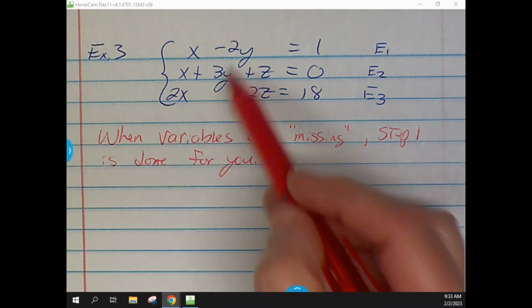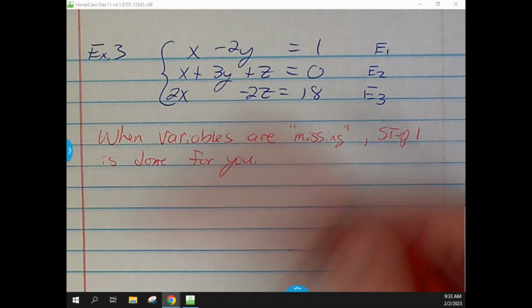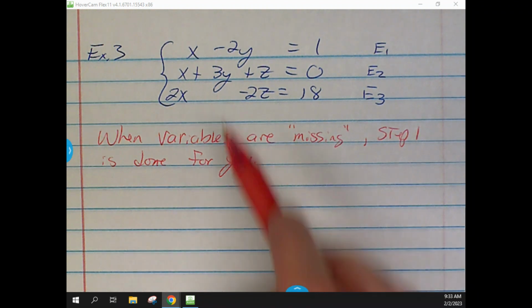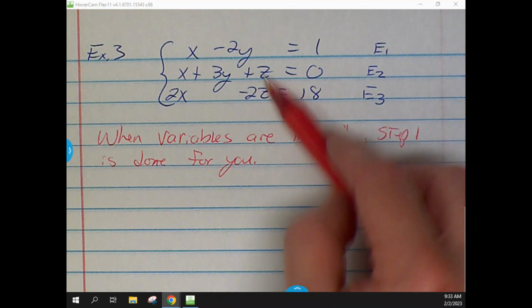So they've already eliminated y in this one, or they've eliminated z in this one. You just have to figure out, okay, which one do I want to get rid of? Do I want to get rid of y in these 2 equations, or do I want to get rid of z in these 2 equations?